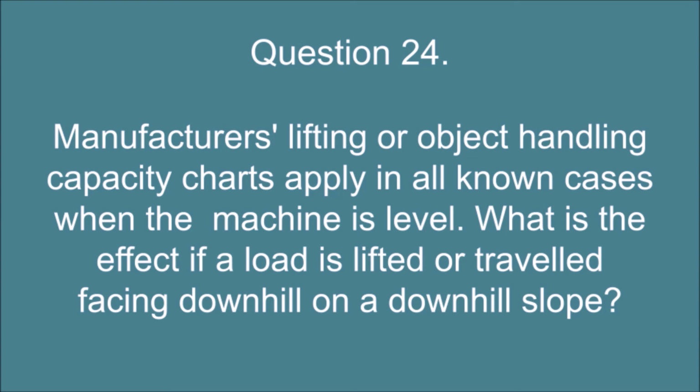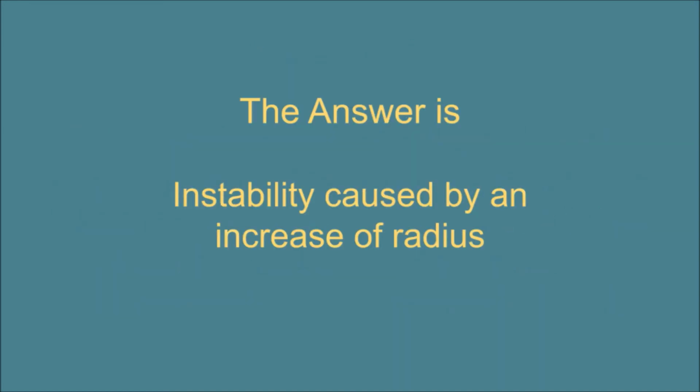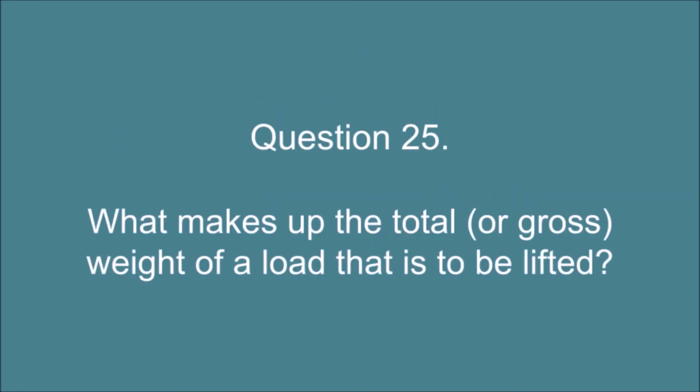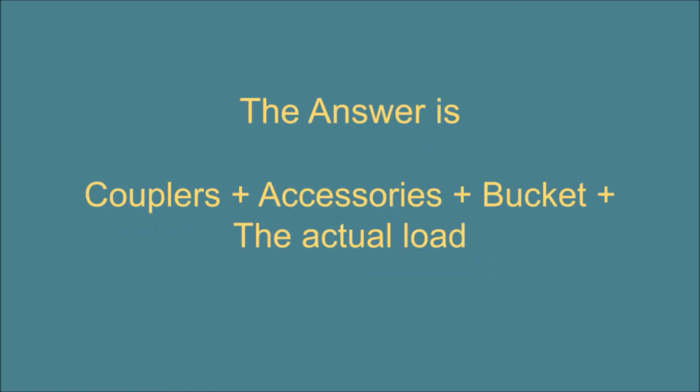Question 24. Manufacturer's lifting or object handling capacity charts apply, in all known cases, when the machine is level. What is the effect if a load is lifted or traveled facing downhill on a downhill slope? The answer is instability caused by an increase of radius. Question 25. What makes up the total, or gross, weight of a load that is to be lifted? The answer is couplers, plus accessories, plus bucket, plus the actual load.